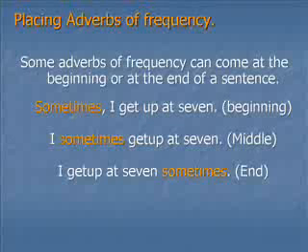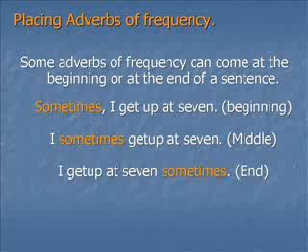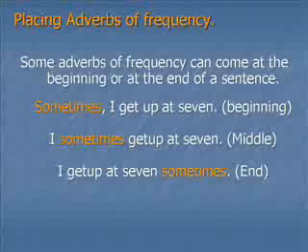Now observe the next sentence. I sometimes get up at 7. So here you can see that sometimes is an adverb of frequency, and it is coming between the subject and the verb get up. Now the third sentence, I get up at 7 sometimes. So here the adverb of frequency is coming at the end of the sentence. So some of our adverbs of frequency can come at the beginning, they can come in the middle, and they can also come at the end. It's up to the person how he wants to use the adverb of frequency.